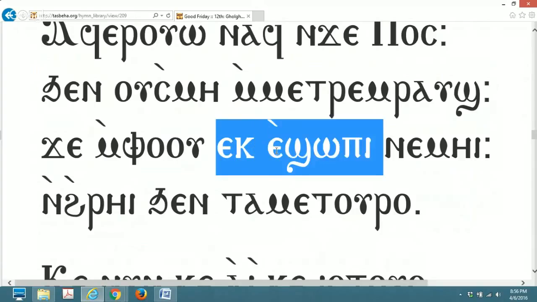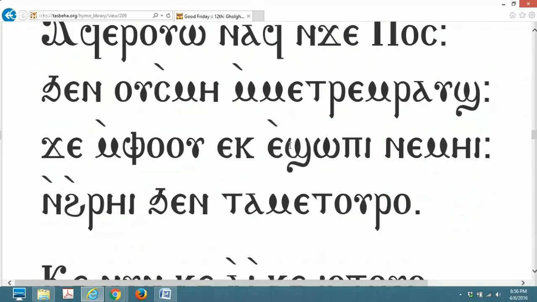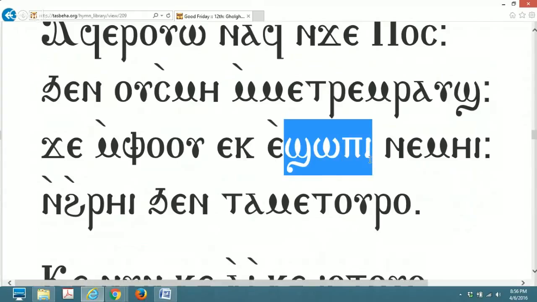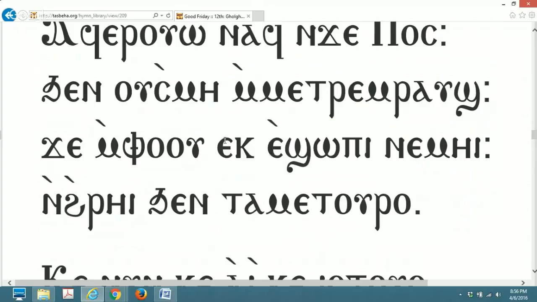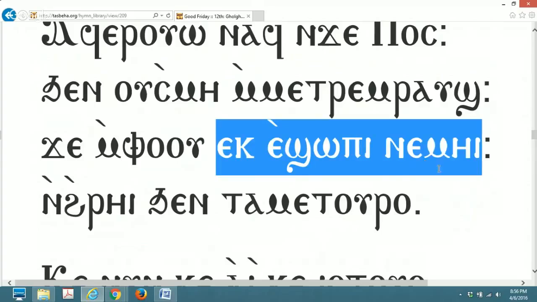Ik eshopi. So remember, ik eshopi is the definitive future. Remember, we talked about that. It means it will definitely happen. This is going to happen for sure. Ik eshopi, you shall. Shopi means to dwell, live, exist, occur, happen. But in this case, obviously it means you will be or exist. You will be nemi with me.